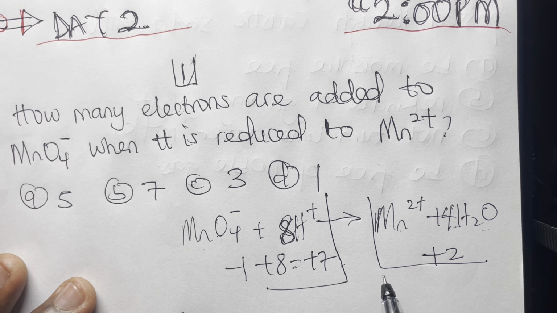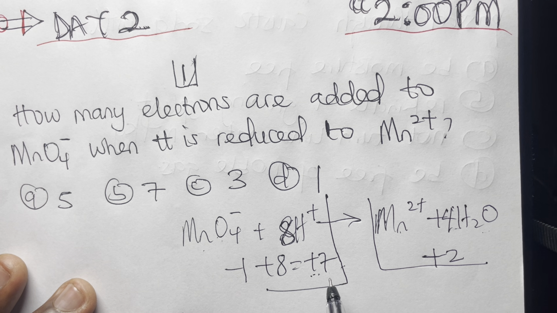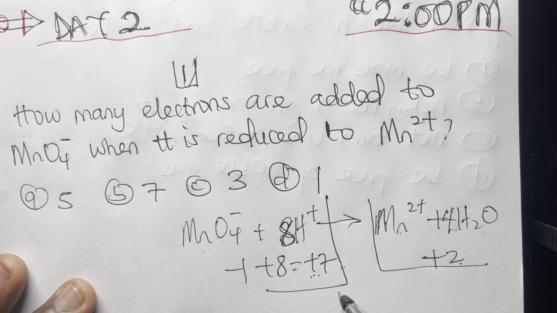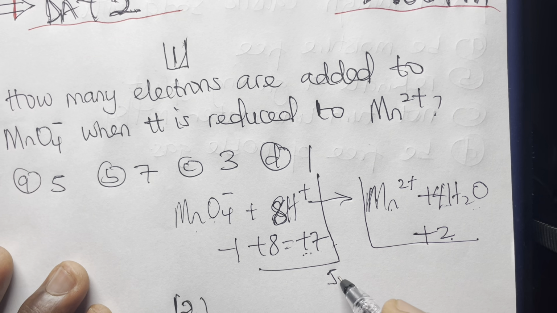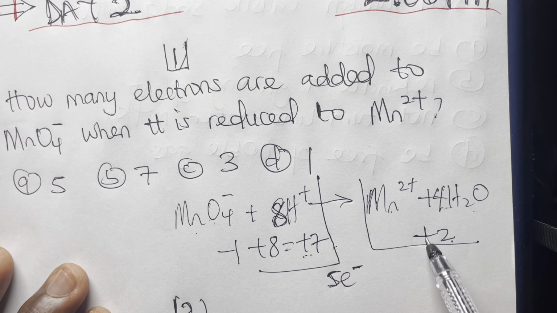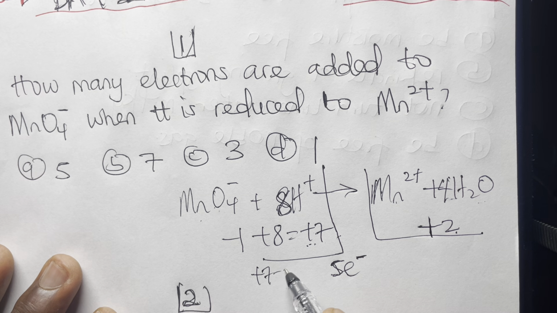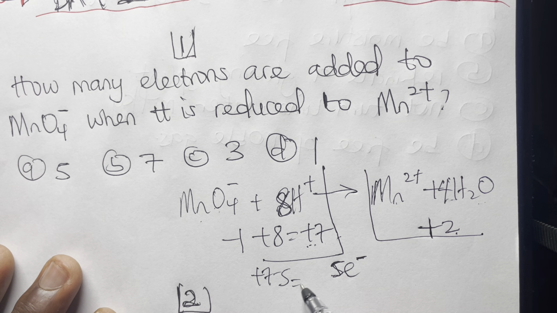So how many electrons are we going to add up so that is going to give us this plus 2? That means we are adding 5 electrons. That means we are adding 5e minus to this side, so as to give us this plus 2. This is going to be like plus 7 minus 5. Plus 7 minus 5 will give us plus 2.